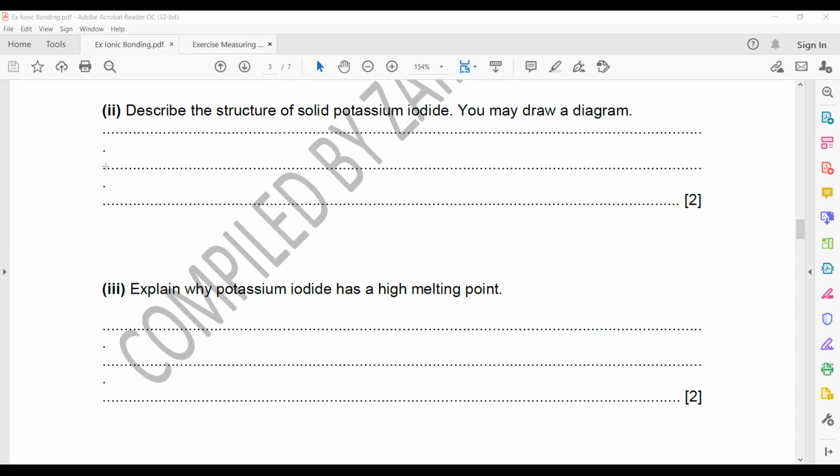So in an ionic compound, how does an ionic compound exist? The ionic compound exists as a lattice. So in an ionic compound, we have a lattice of positive and negative ions. And again, it is for 2 marks. So how will you score both marks? Positive and negative ions are arranged in a regular manner or regular pattern, which we call a lattice.